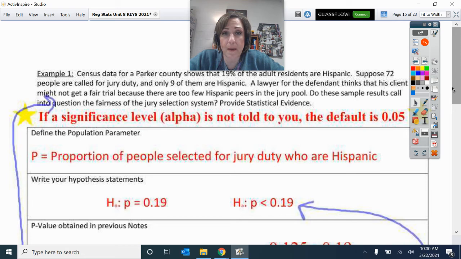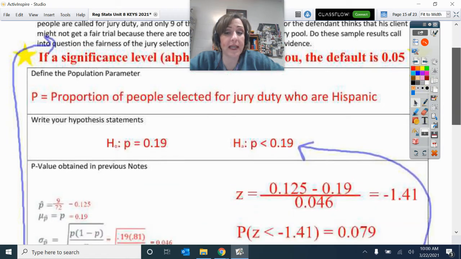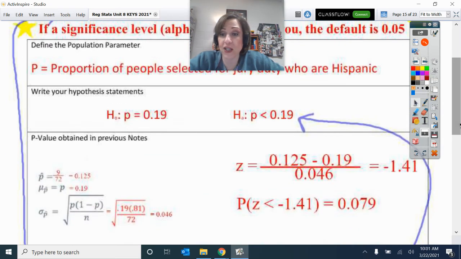This is the problem about the jury selection system, seeing if the proportion of the jury selected that are Hispanic is consistent with the county Hispanic rate. P equals the proportion of the people selected for jury duty who are Hispanic. Null hypothesis, it's 0.19. Alternatively, we thought we might have too few, so we say it's less than. When we did the p-value, we got 0.079.